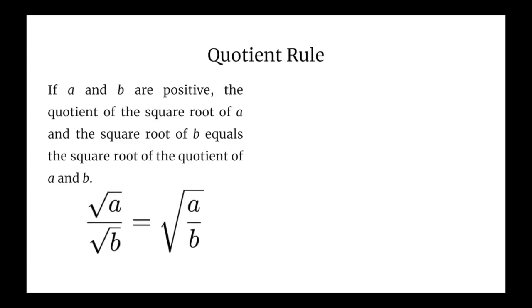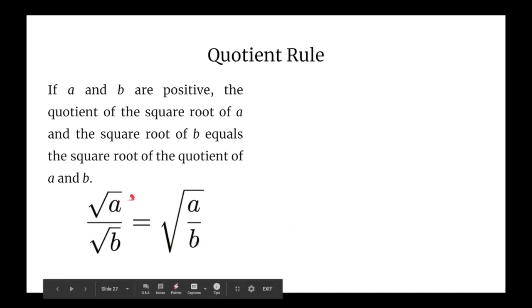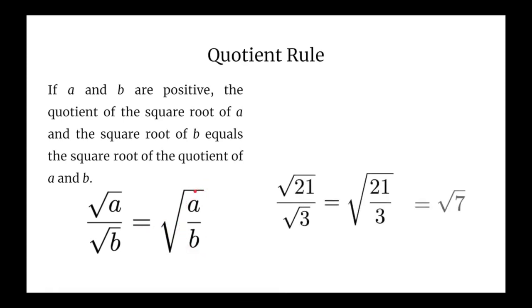Here's the quotient rule. If a and b are positive, the quotient of the square root of a and the square root of b equals the square root of the quotient of a and b. So here we have the square root of a divided by the square root of b, and that equals the square root of a over b. Here's an example. The square root of 21 divided by the square root of 3 is equal to the square root of 21 over 3, which is equal to the square root of 7.